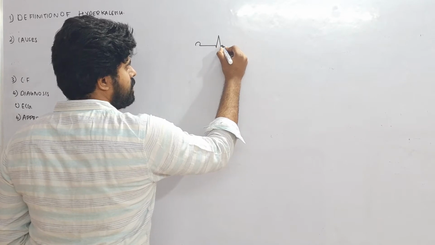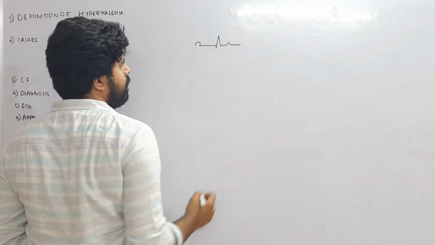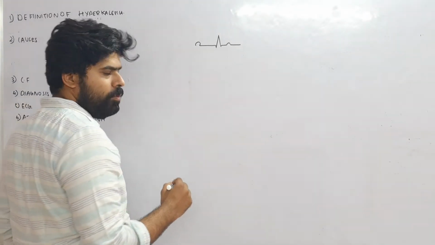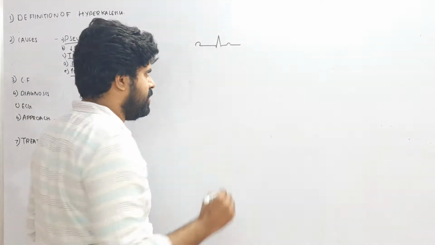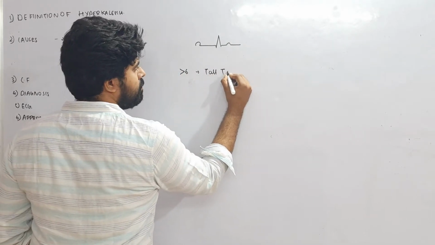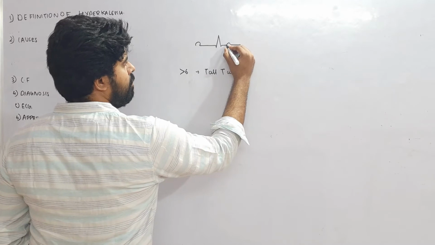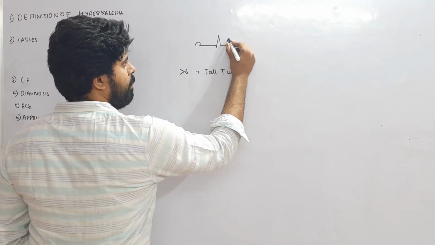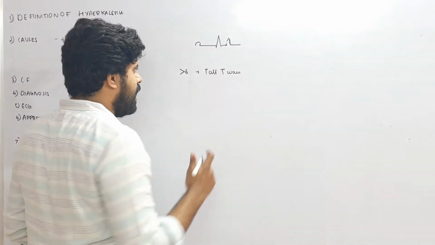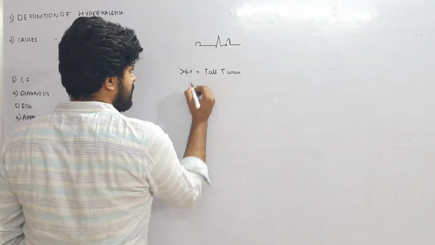This is the PQRS and this is the T wave. So consider this a normal ECG. The first sign that you will see in any hyperkalemia patient when the values are more than 6 will be tall T waves. This T wave will appear in this way. This is called the tall T waves. This is the first and earliest sign of hyperkalemia, usually seen with values of 6 to 7.